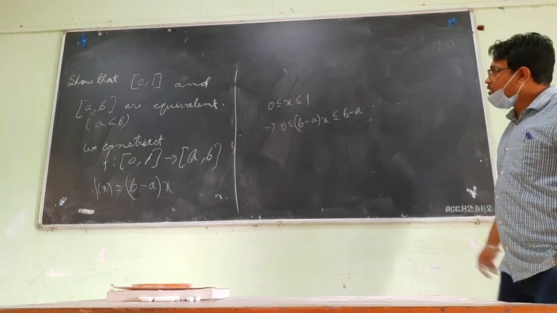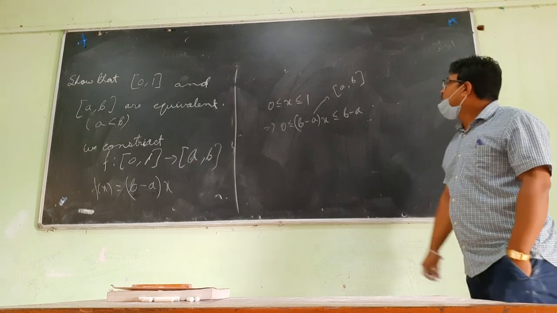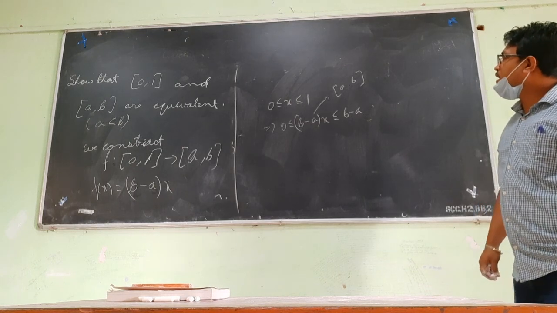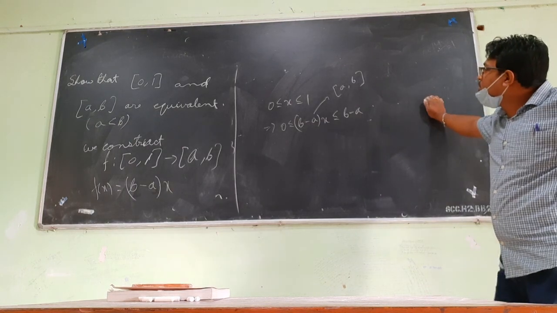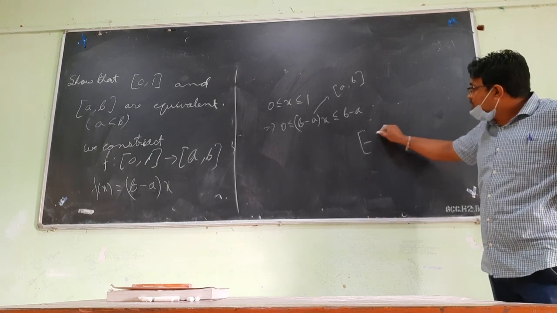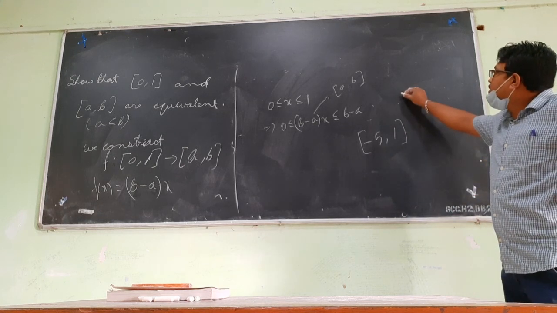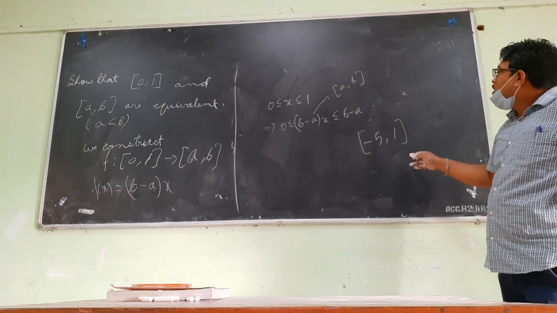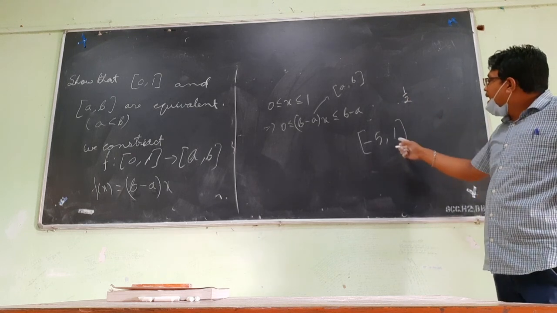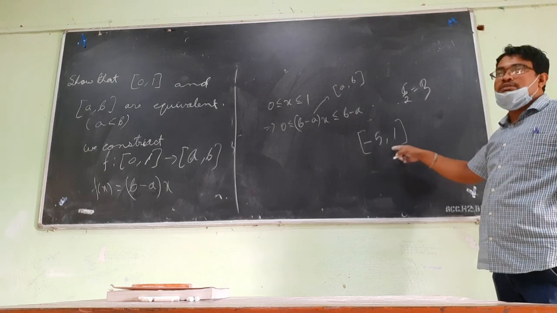So can we say that this element belongs to closed interval AB? If x lies between 0 and 1, can I say that this belongs to closed interval AB? No, we cannot say this. Say the interval is minus 5 to 1. If x belongs to 0, 1, say x is half, and b minus a is 6, then 6 by 2 is 3. 3 is not there in this interval.